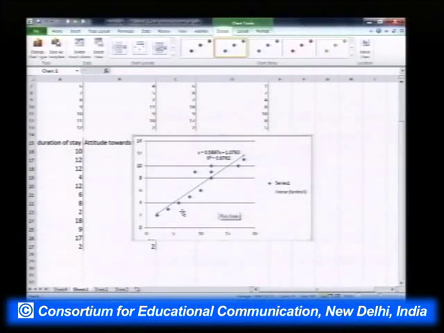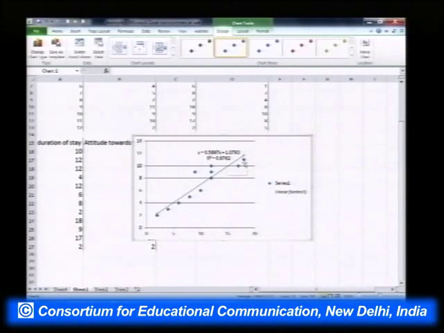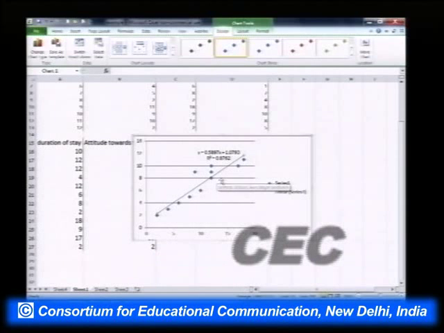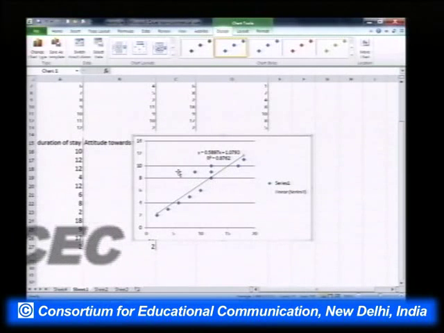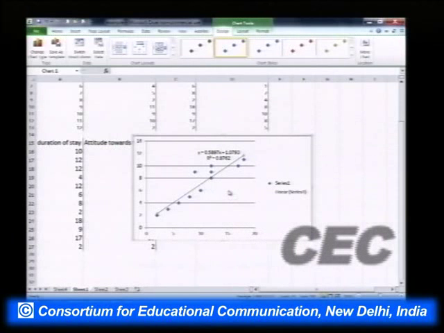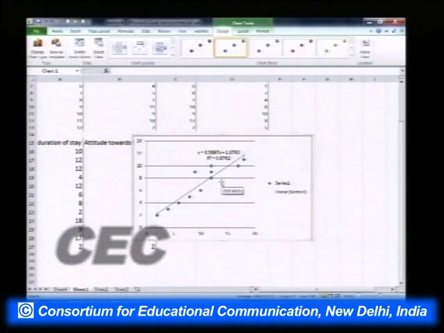Now if you see, once we do this, a line is fitted using these points, and we also get the R square value of 0.8762, which means almost 87% of the variation of the dependent variable can be predicted. So attitude towards the city can be predicted almost 87% by knowing the duration of stay of the person in that city, and the equation comes out to be 0.5897x plus 1.0793.